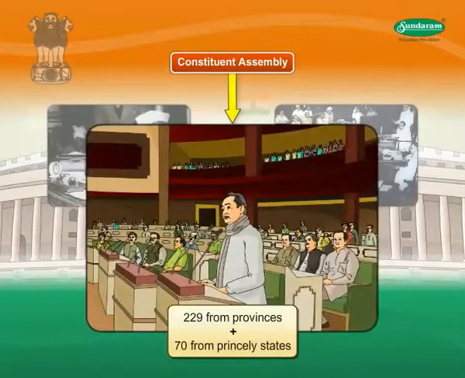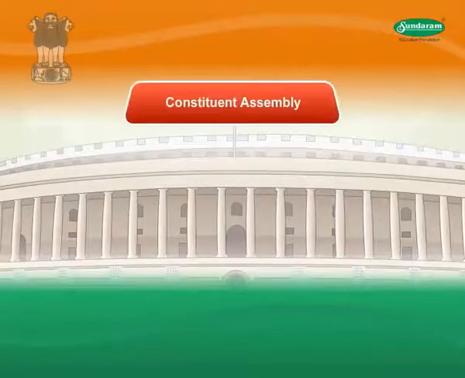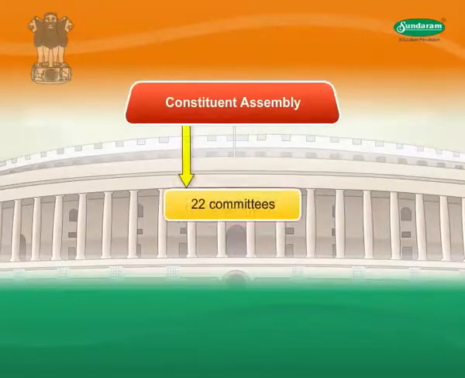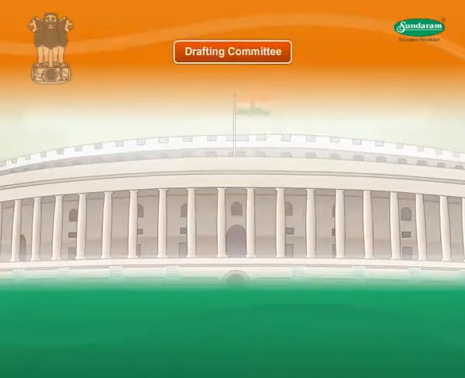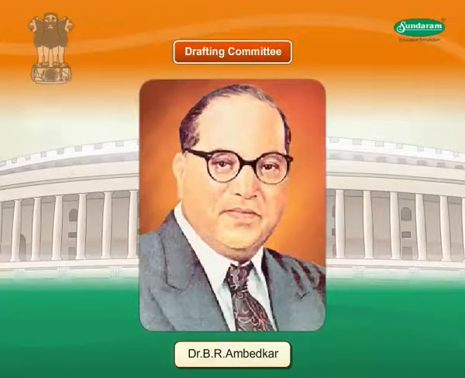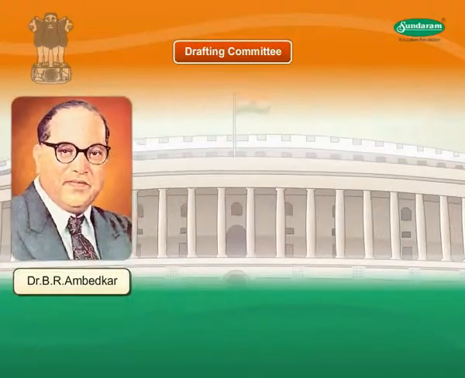After partition of India, the number of members was reduced to 299, 229 from provinces and 70 from princely states. To formulate the Constitution, the Constituent Assembly appointed 22 committees. These committees submitted reports on the basis of which a draft of the Constitution was prepared. The drafting committee, under the chairmanship of Dr. B.R. Ambedkar, prepared the draft of the Constitution.